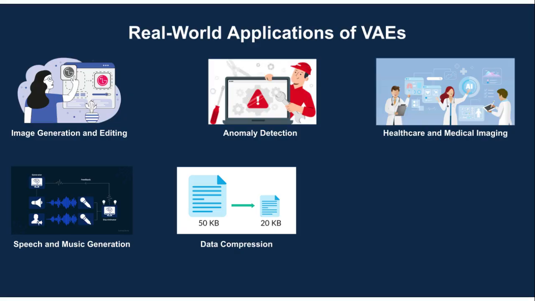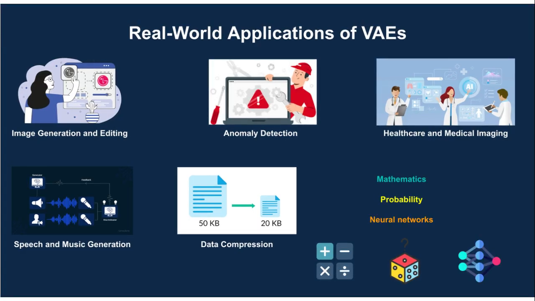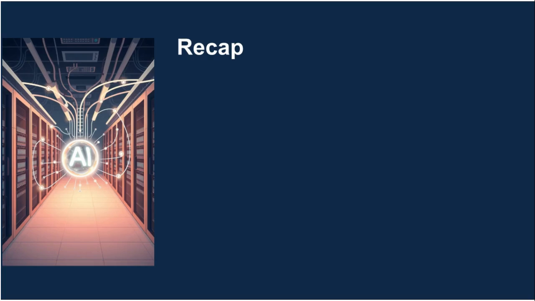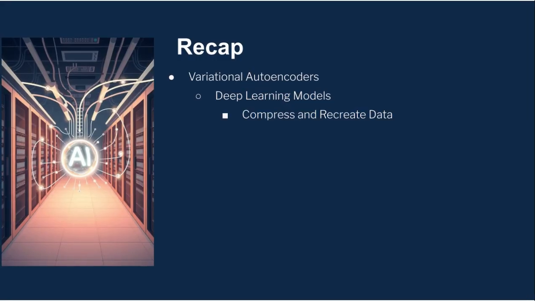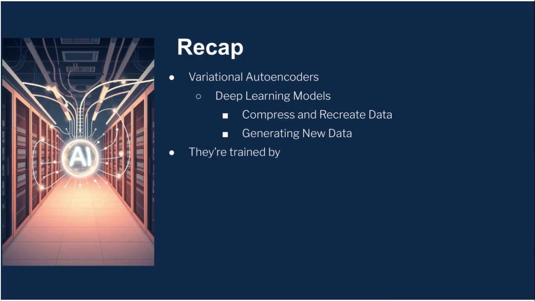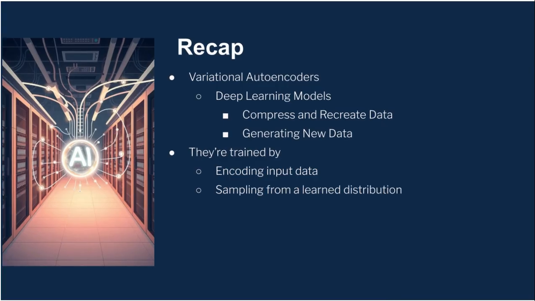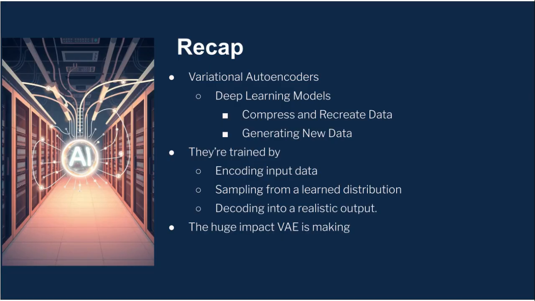In short, VAEs are a cornerstone of modern AI creativity, blending mathematics, probability, and neural networks to help machines learn and imagine. To wrap it all up, variational autoencoders are deep learning models that learn how to compress and recreate data, while adding the ability to generate new data. Next, they're trained by encoding input data, sampling from a learned distribution, and decoding that back into a realistic output. And they're already making a huge impact in fields like image processing, cybersecurity, healthcare, and creative arts.